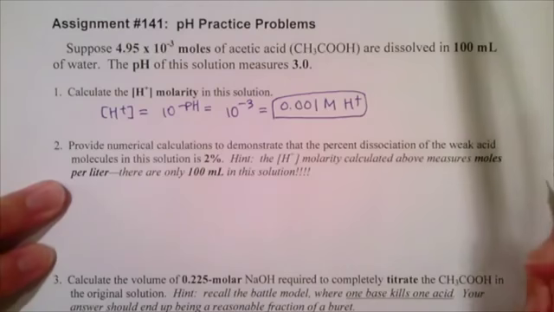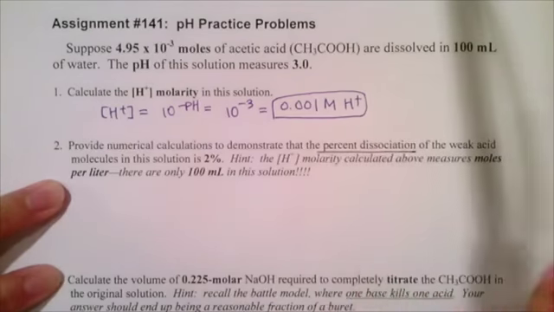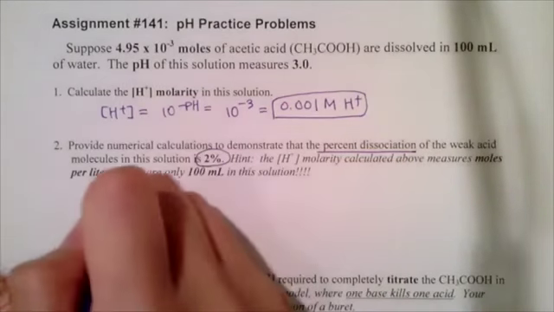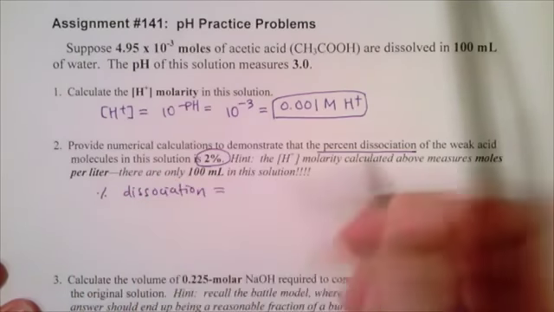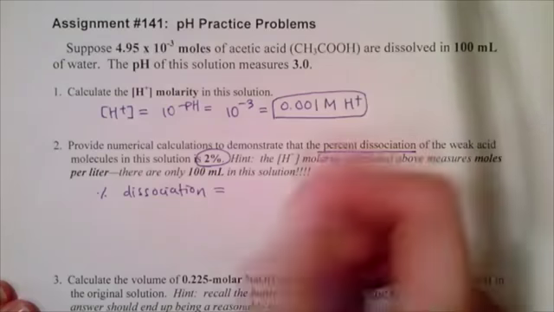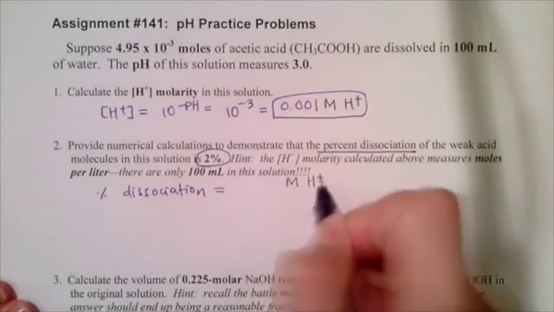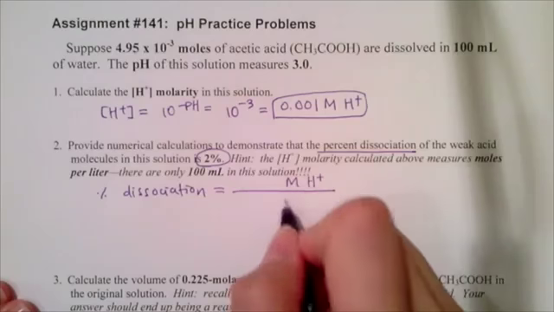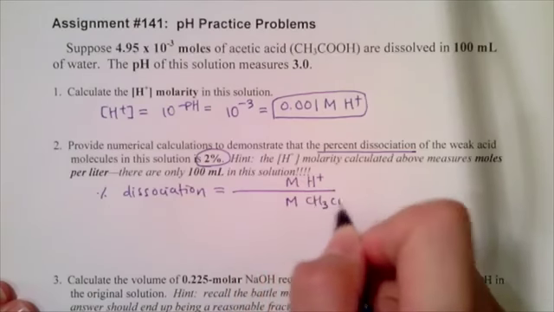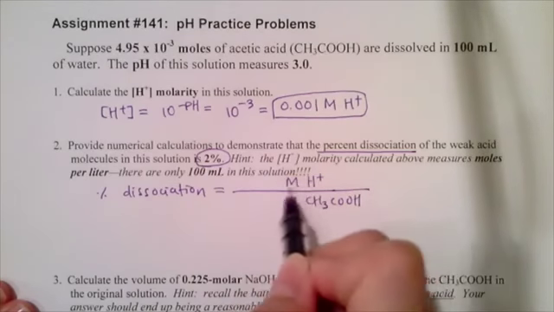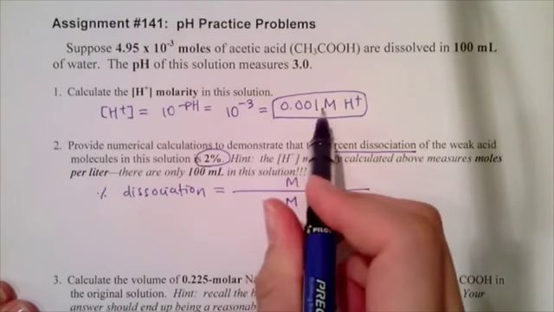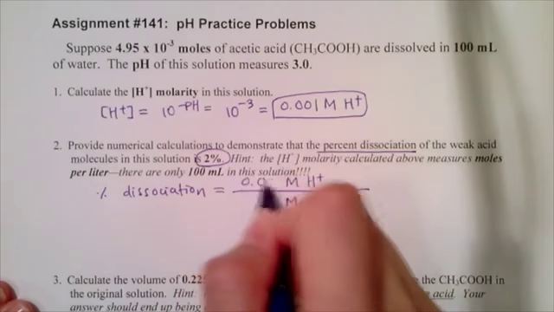For question number 2, it says provide the numerical calculations to demonstrate that the percent dissociation of the weak acid is 2%. Now, percent dissociation can be determined by taking the ratio between the concentration of dissociated hydrogen ions over the concentration of the associated acid. Now, we already calculated the concentration of hydrogen ions from question number 1, which is 0.001.